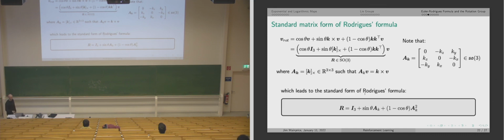So now we have that if we have a vector and a rotation, which is an axis angle representation, we get an element of SO3, the special orthogonal group. So we have a way of converting an axis angle representation to an element of SO3. Okay?